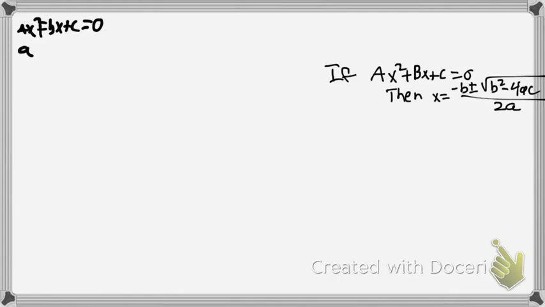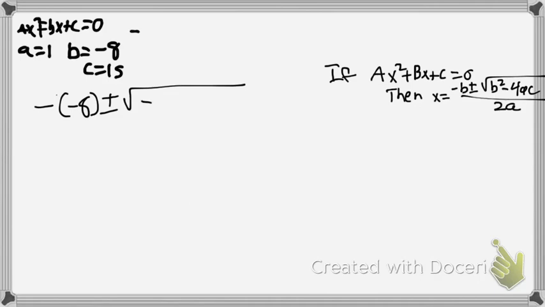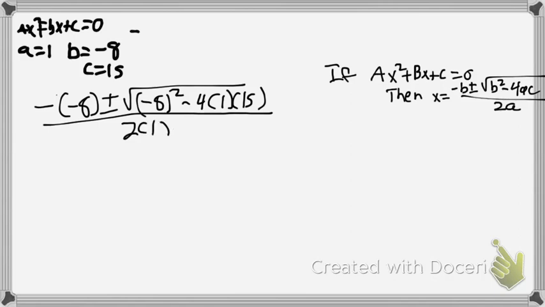So for our first one here, we have a equals 1, b equals negative 8, and c equals 15, because the equation is x squared minus 8x plus 15 equals 0. So negative b, negative 8, plus or minus the square root of b squared, negative 8 squared, minus 4a, 1 times c, 15. All of that goes over 2a, or 2 times 1.